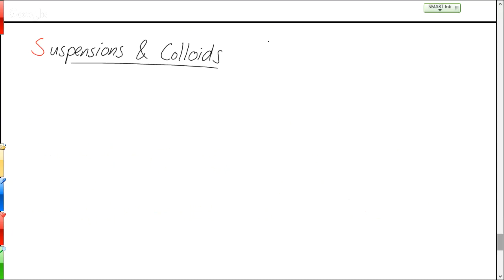All right, the last part of the chapter just deals with some descriptive stuff about some different names we call solutions, some different types of interactions that are like solutions. That is, suspensions and colloids. This has to do with particle size. So what we've been talking about is solutions. Those have the smallest particles.